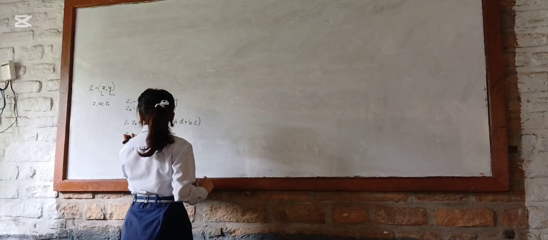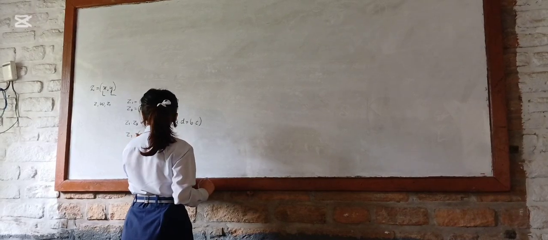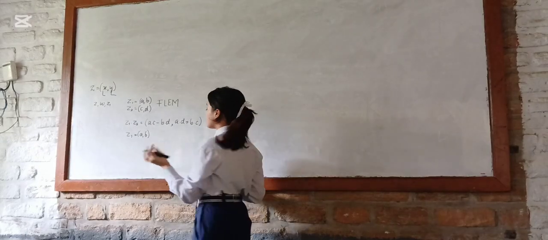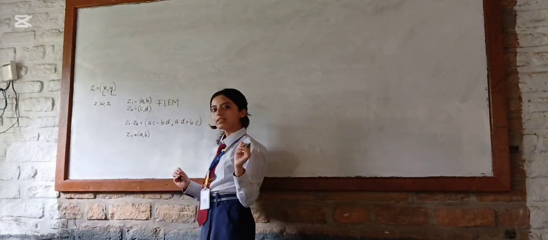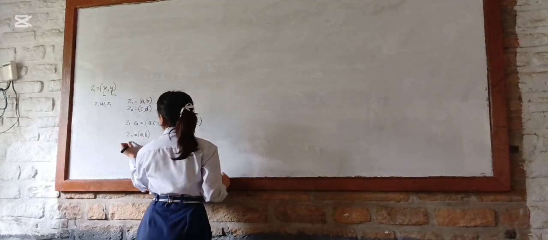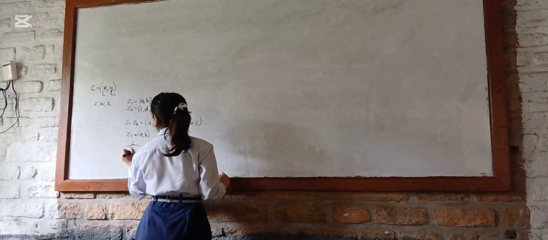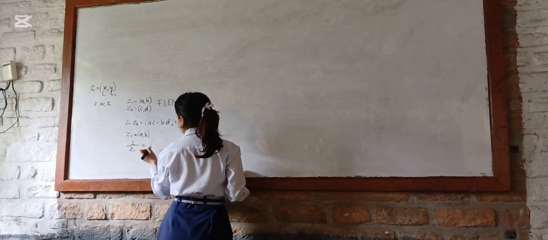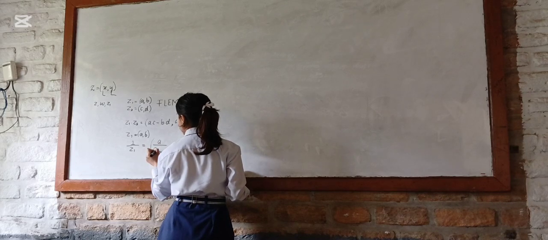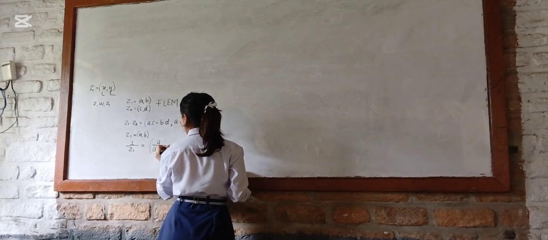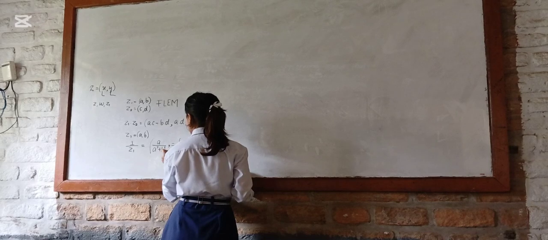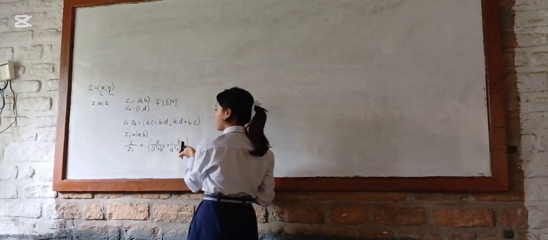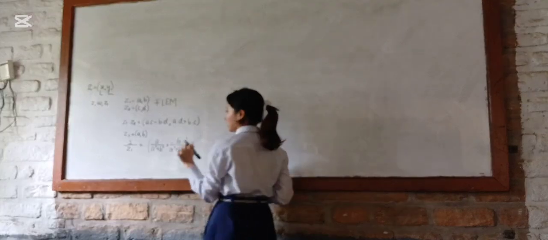Now let's talk about multiplicative inverse. Suppose we have complex number Z1, (A, B). A multiplicative inverse is such a number by which if we multiply this complex number, we will get the value 1. So a multiplicative inverse is also 1 divided by Z1. The formula for this is (A/(A²+B²), -B/(A²+B²)), such that if we multiply this with Z1, we will get the value 1.